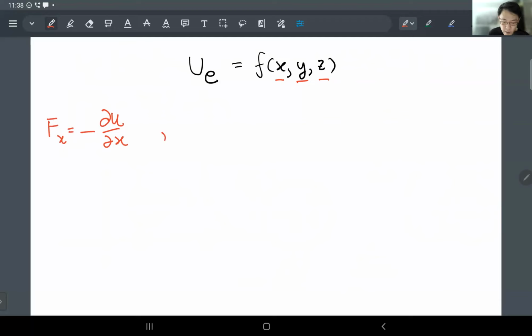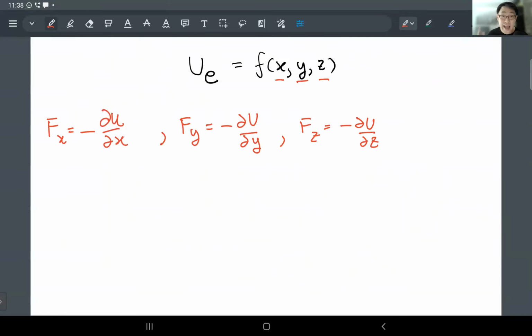You are done. Isn't that cool? And then you just keep doing this. But again, what about the force along the Y? You take the U, differentiate with respect to Y, slap in the negative sign, bam, you're done. And what about the Z component of this? You take the derivative of U with respect to Z, slap in the negative sign, bam, you're done. That's it. That's how simple things are.